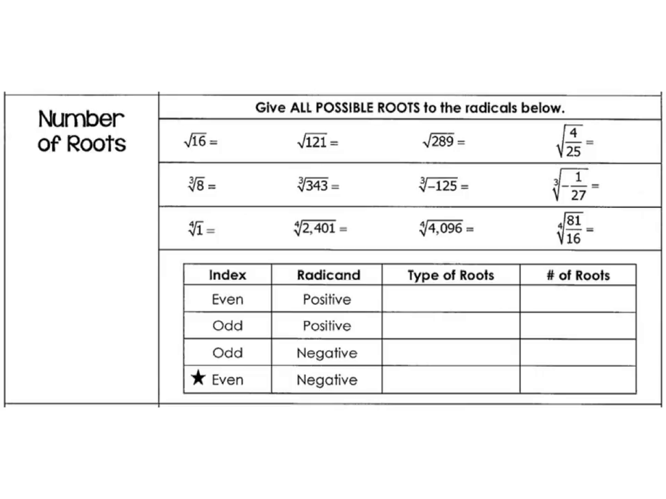All right, so let's go through these examples and give all the possible roots to the radicals below. So first off, square root of 16 can be plus or minus 4. It could be negative 4 squared gives you 16, positive 4 squared gives you 16. Square root of 121 is also plus or minus, and it's 11. Square root of 289, if we were to plug that into a calculator, we would get a whole number. We would get 17, so it's plus or minus 17.